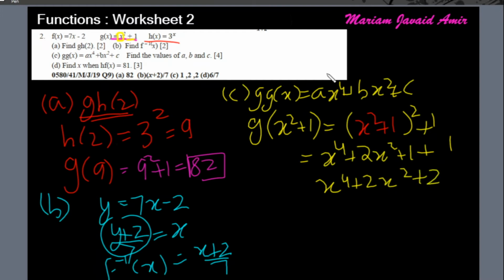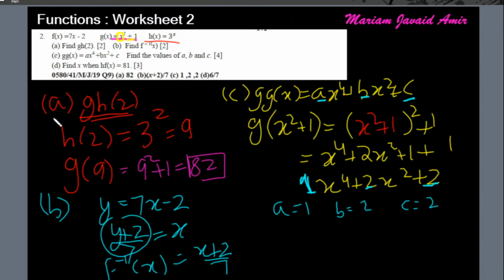So now a is 1 because we have 1 here, b will be 2 and c will be 2 as well. So a is 1, b is 2 and c is 2 as well.